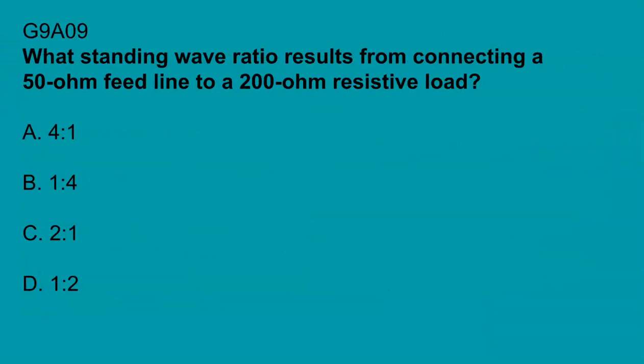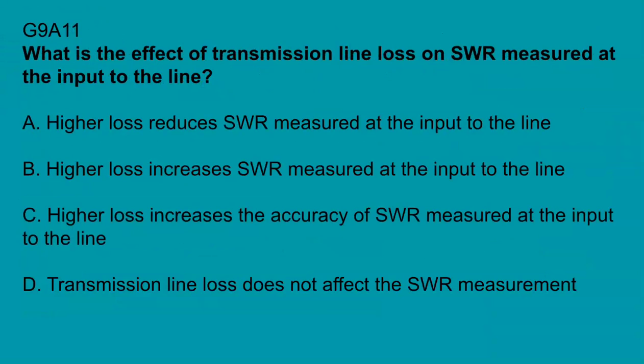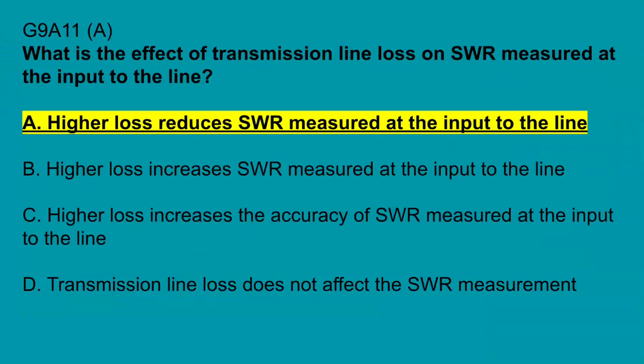G9A09, what standing wave ratio results from connecting a 50 ohm feed line to a 200 ohm resistive load? That's going to be 4:1. G9A10, what standing wave ratio results from connecting a 50 ohm feed line to a 10 ohm resistive load? It's going to be 5:1. G9A11, what is the effect of transmission line loss on SWR measured at the input to the line? Higher loss reduces SWR measured at the input to the line.